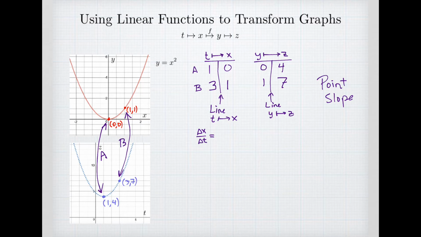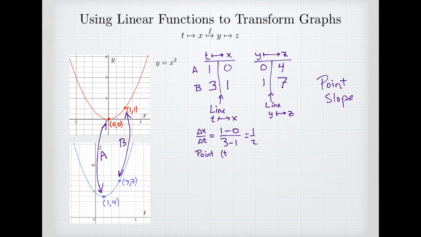So I'm going to take the change in my output, 1 minus 0, and divide it by the change in my input, 3 minus 1, which gives me a slope of 1/2. And I have a point. I'm going to choose this point 1, 0. So I've got a point.